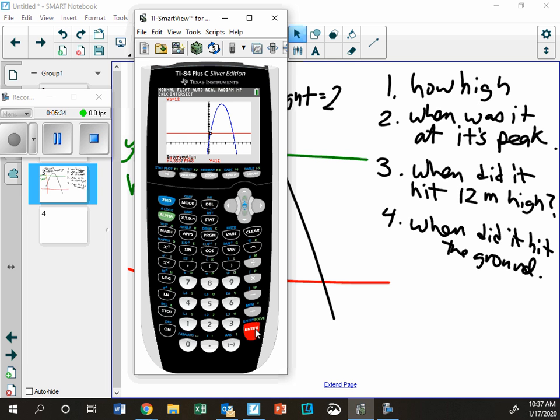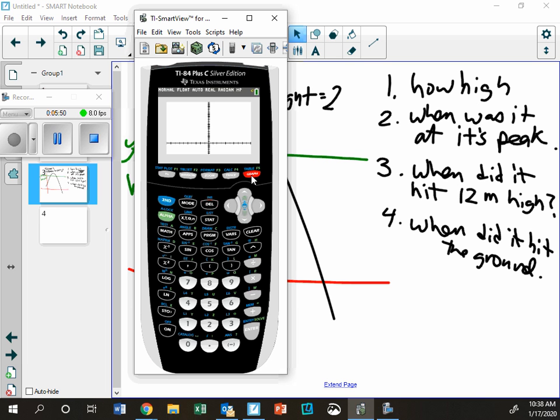When did it hit the ground? This is when it hit 12. What's the ground? 0. So I change that to a 0. Not 0, 2, 0. There. And now I hit graph, and now I see when it hit the ground.